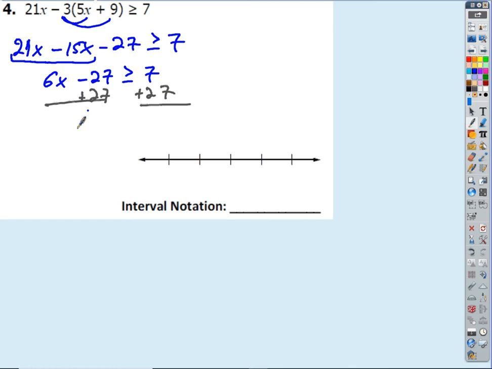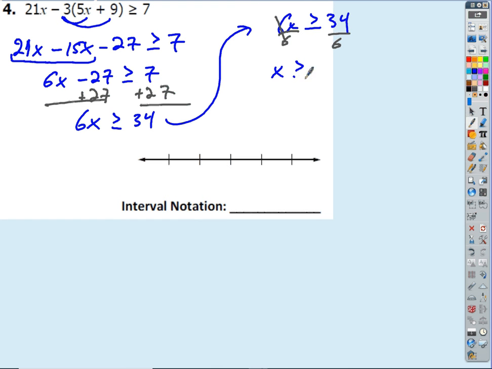So that's going to give me 6x is greater than or equal to 34. Now what? Okay, divide by 6, good. Divide each side by 6, and that cancels the 6's. And so I get x is greater than or equal to 34/6.